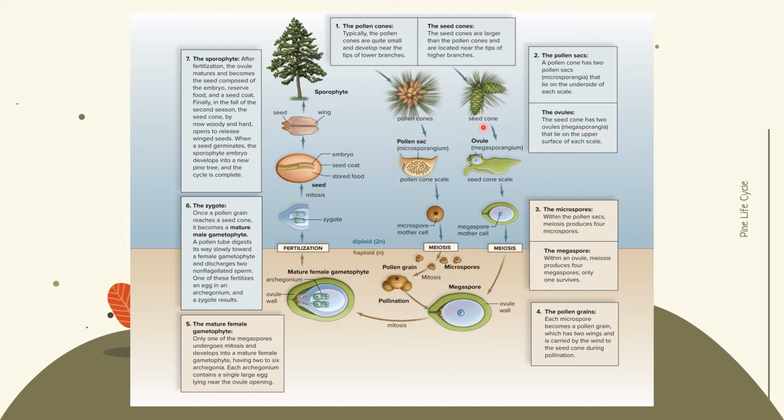Once the seeds are mature, the seed cone will dry and open its scales upward. In time, the seed cone will fall to the ground or the seeds will be dispersed by wind. When a seed reaches the ground, it will grow into a new pine tree. That completes the life cycle of the pine tree.